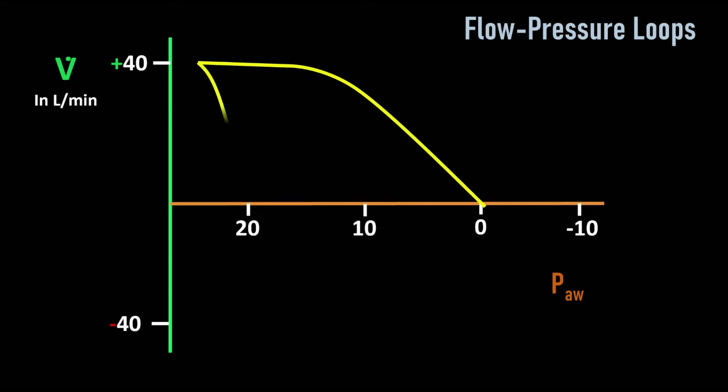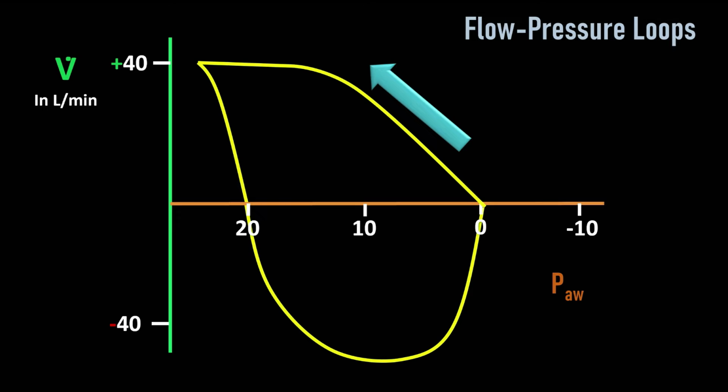What do you think of this particular loop? In this case, the loop angles upwards gently. It looks like the tail fin of a jet plane, and this is the pattern you see with decelerating flow patterns, either volume control with a decelerating flow pattern or pressure control, which always has a decelerating flow pattern.